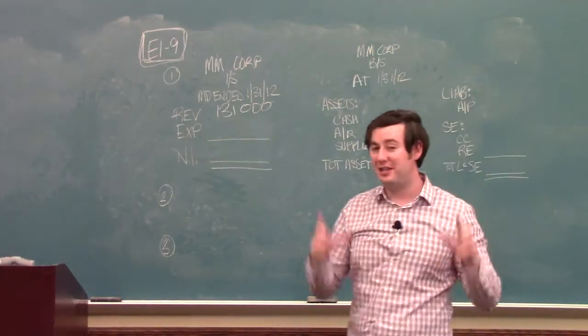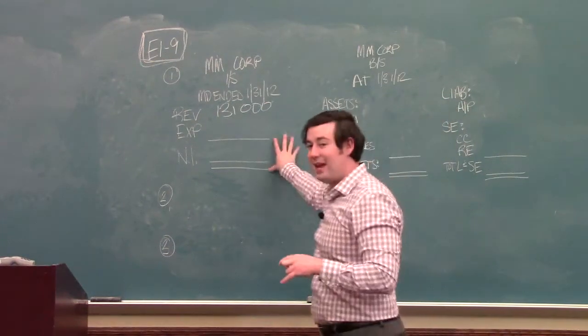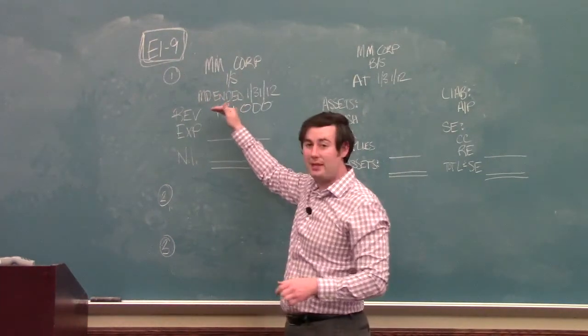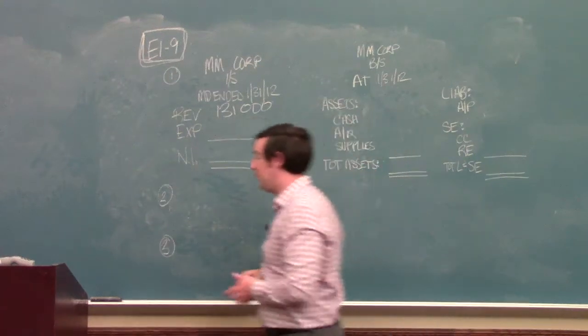Remember that the balance sheet is a snapshot. It's a picture in time, okay? The income statement is through a period, okay? So that's why it's for the month ended as opposed to at a certain date or a snapshot, okay?